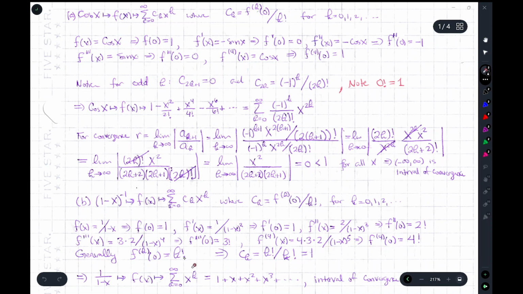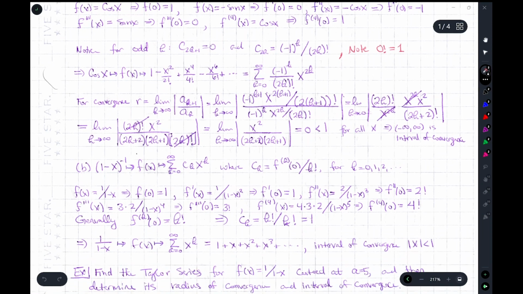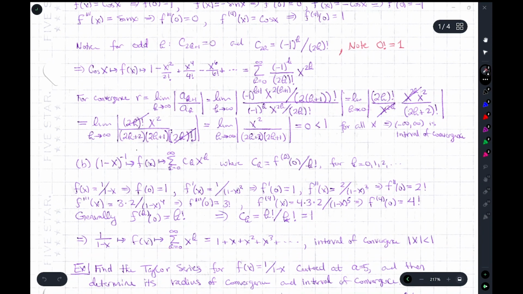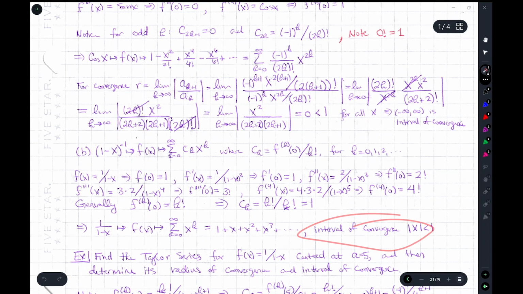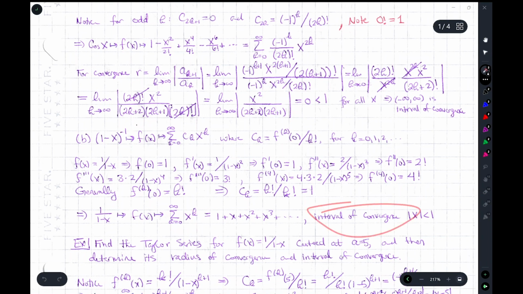And likewise, there's a pattern forming: the kth derivative evaluated at 0 gives you k factorial. And so your coefficients, c_k, are going to be k factorial over k factorial, or just 1, which is what we expected to find. And the interval of convergence there is strictly x less than 1. We've checked the endpoints several times, and it's pretty intuitive that x equals 1 and x equals -1 will diverge. And so here is our interval of convergence.